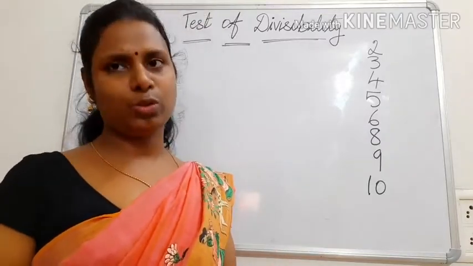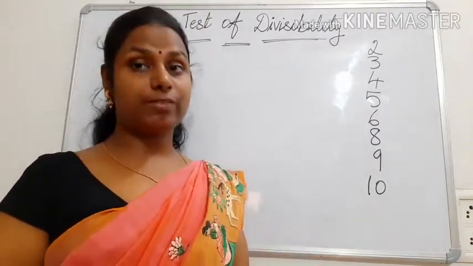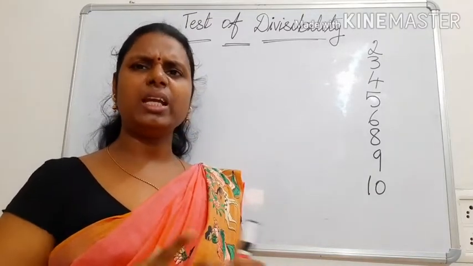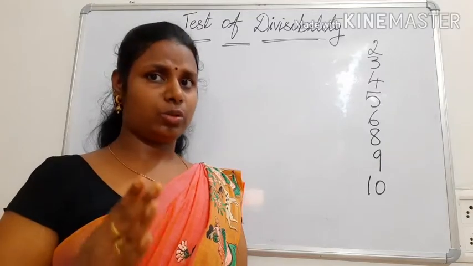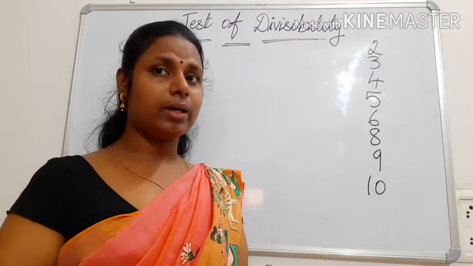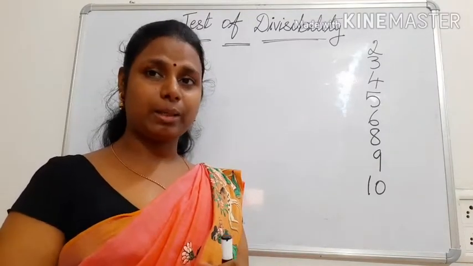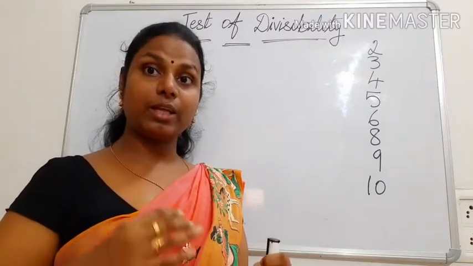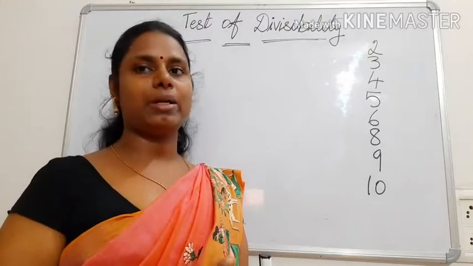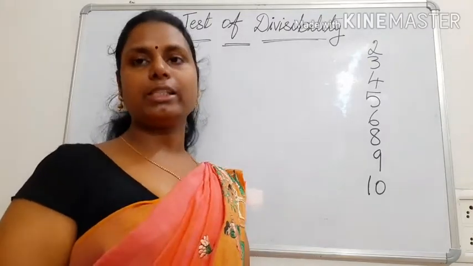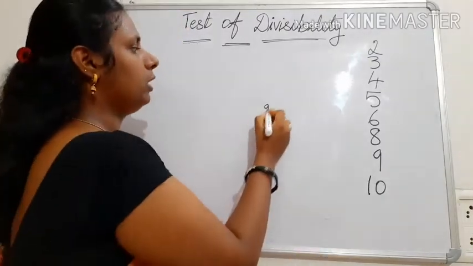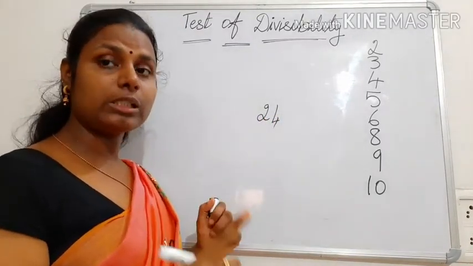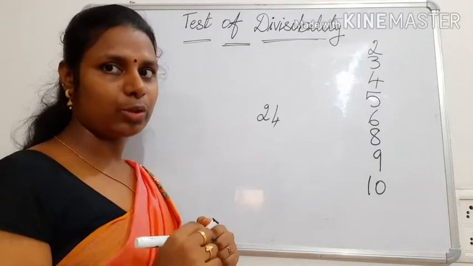It is very useful. What is test of divisibility? Divisible means, to find whether any counting number is divisible by another number, you just divide and calculate and see if the remainder is 0. Then that number is divisible by the other number. For example, if I am giving you 24, we are going to find whether this number 24 is divisible by 2 or not.